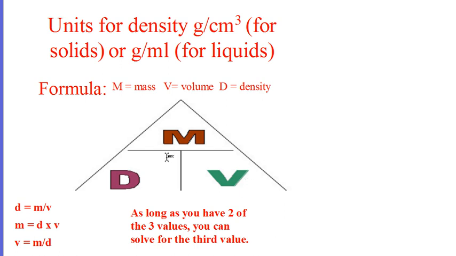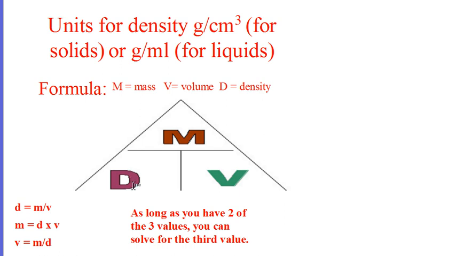We've seen this image here, density equals mass over volume. It's just this kind of triangle that's used a lot of times in science when you have three different variables. And it just lets you know that as long as you have 2 out of the 3, you can solve for the third. So we're not going to worry about that.